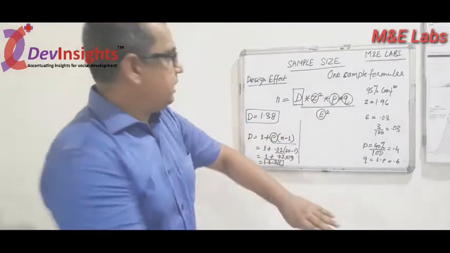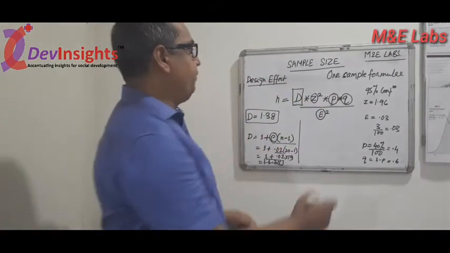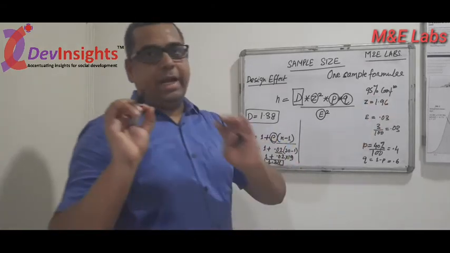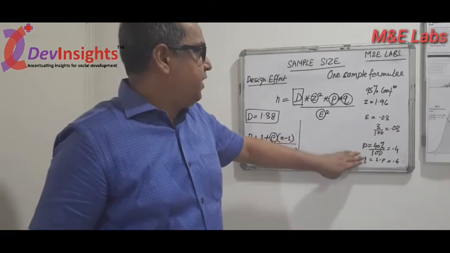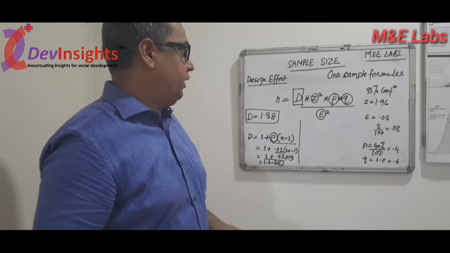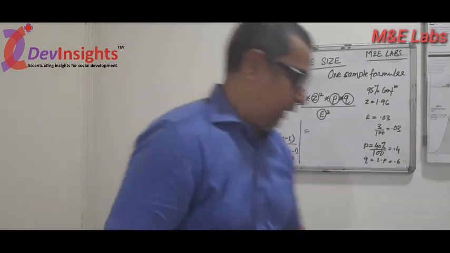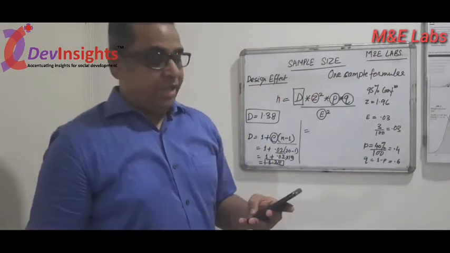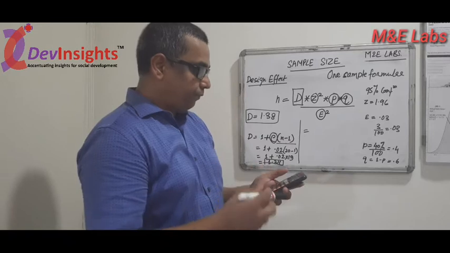All we need to do is fit them into this formula. Using this example where I am looking at 95% confidence level with 0.03 error margin, my P is 0.4, Q is 0.6, my design effect is 1.38. What will be the sample size? Can you just quickly do this calculation yourself and tell me? I am also doing this calculation.